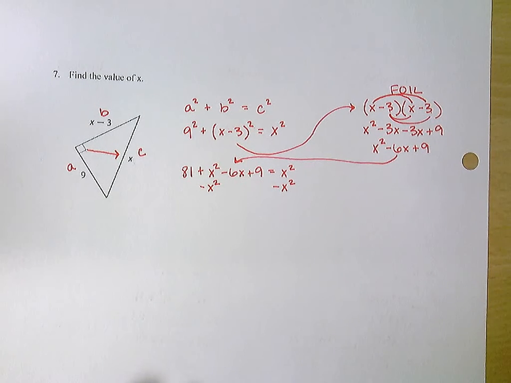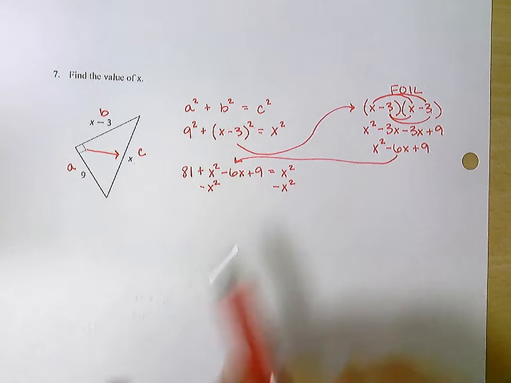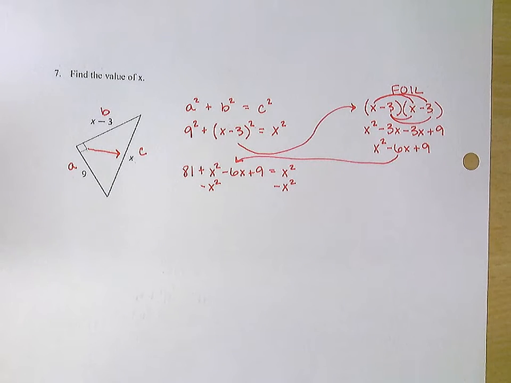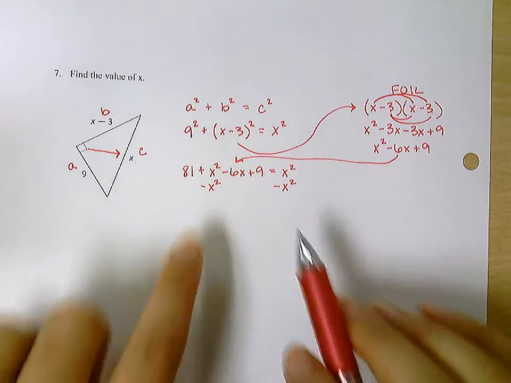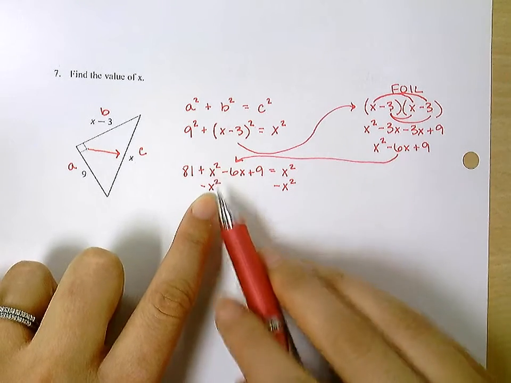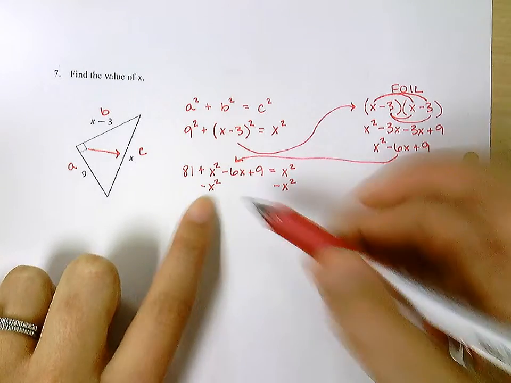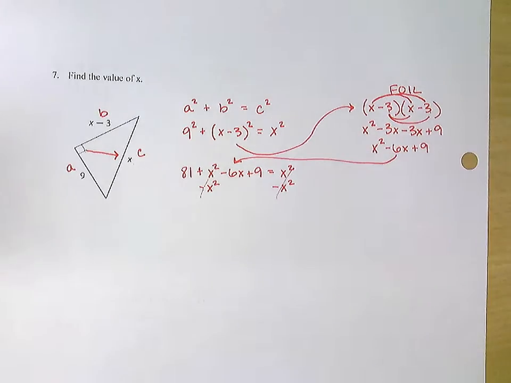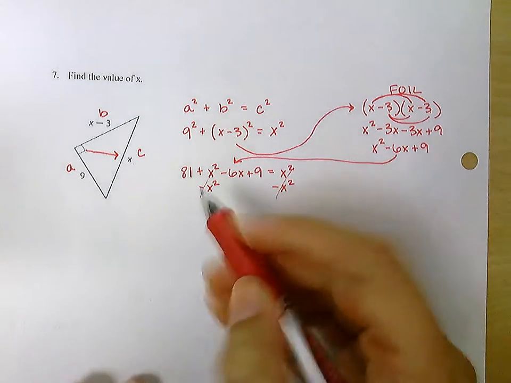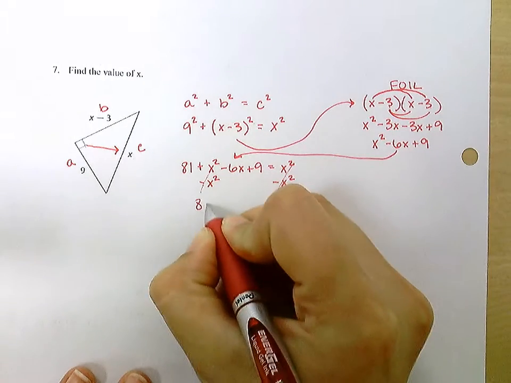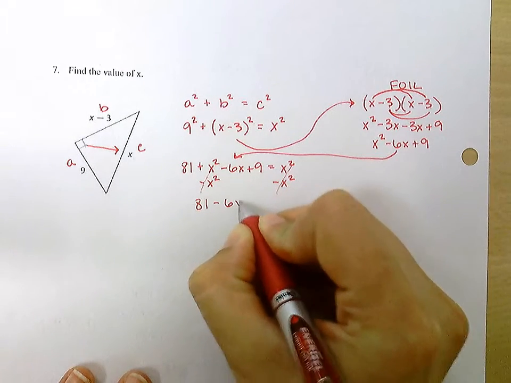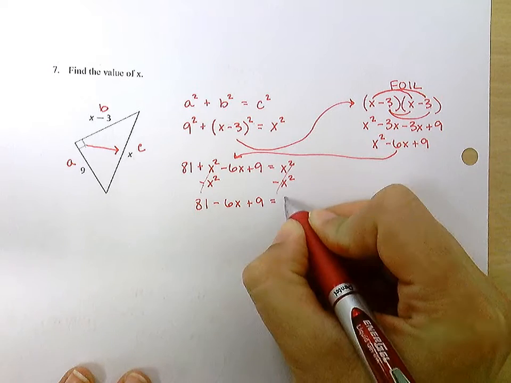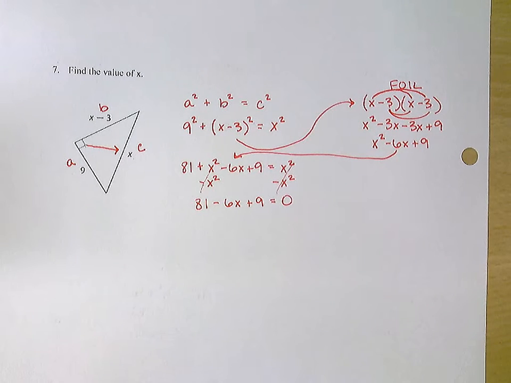You can do 81 plus 9, yep. But since I'm solving for x, I just want all of my x's on one side of my equation, right? So if I subtract x squared from this side, I have to do it to that side. But then both sides cancel out. That makes our problem easier to solve. So now what I have left is 81 minus 6x plus 9. And this is equal to 0.